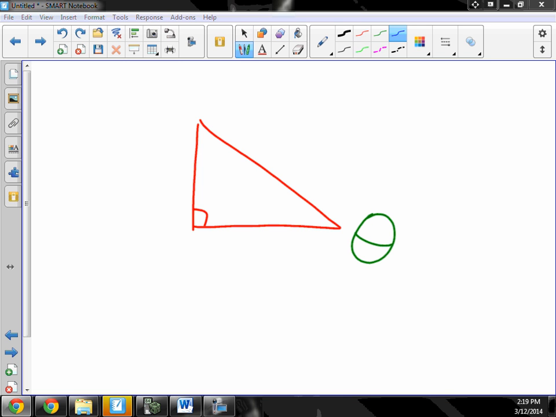So if that is theta, what are the names of the sides of this triangle? So the opposite side is, oh, which one is the opposite side? The one on the left. Okay. So this is opposite. Adjacent is the bottom one. And the last side is called the hypotenuse.